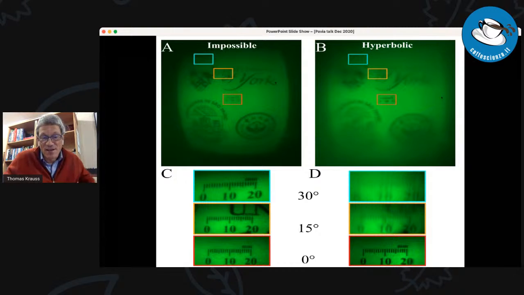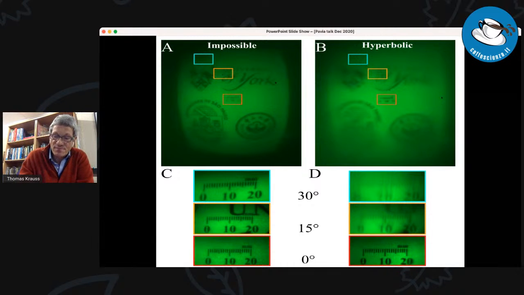Now, there's another example. So here's the impossible on the left and the hyperbolic on the right with the university logos. And I just want to point out the picture on the bottom right shows you the hyperbolic is slightly better in the center of the image, as you would expect, but clearly at the edge, the impossible is miles better.